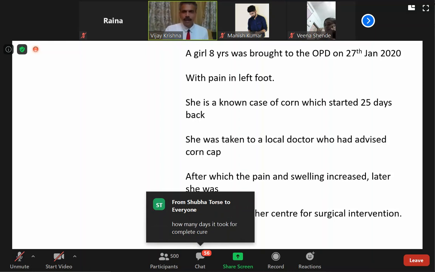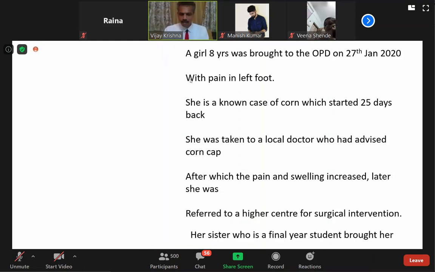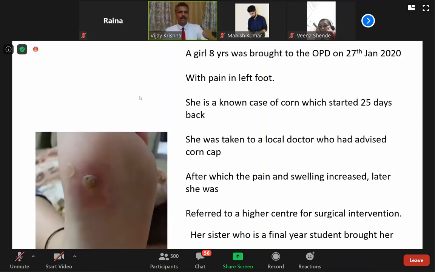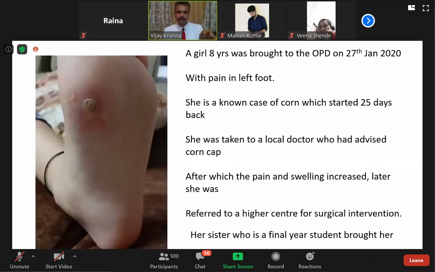Now I'll share another simple case, a small case. Now this girl, you can see the image. I'll share the image so that, yeah. Now this is again a very simple case, and from what I'm trying to show you, the spot diagnosis, you all know, is a case of corn. Now this girl had corn which started almost 25 days back.